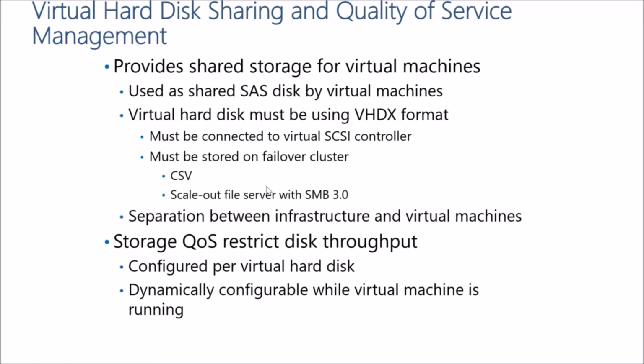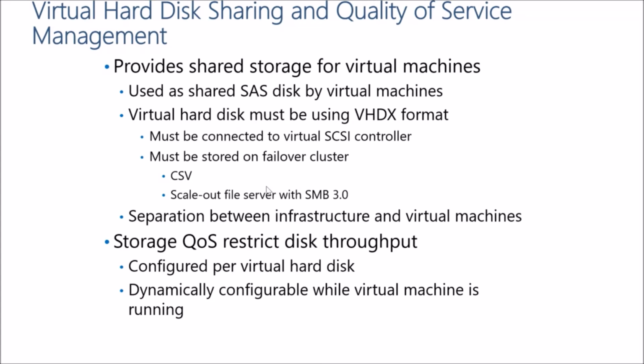Okay, we'll talk more about what a failover cluster is. But then the failover cluster uses what's called a CSV, cluster shared volume, or a scale-out file server with SMB version 3, which we've mentioned a few times already. There needs to be a separation between the infrastructure and the virtual machines. And there's also this thing called quality of service.